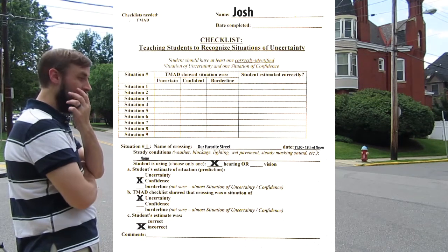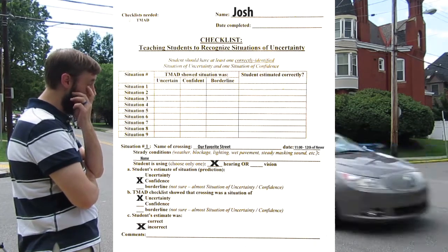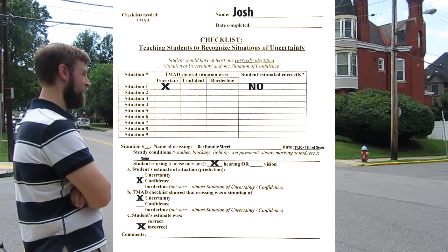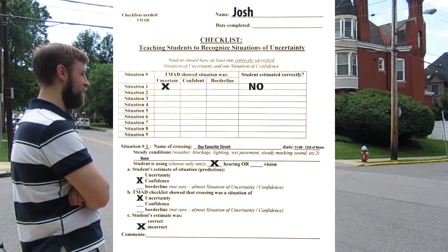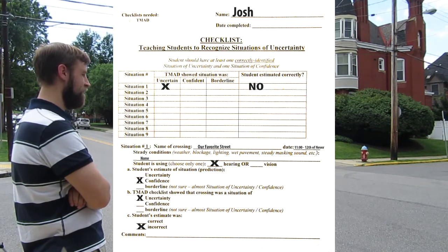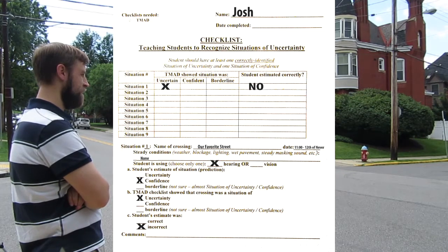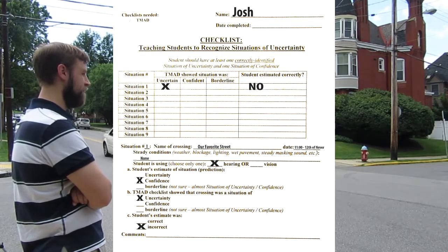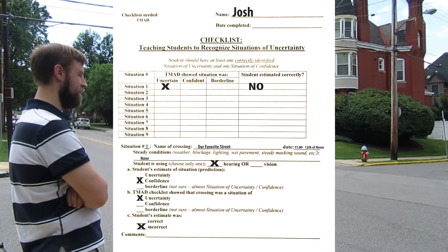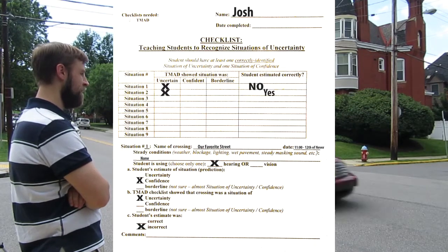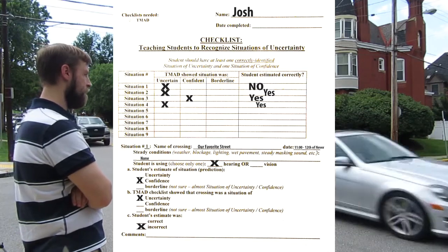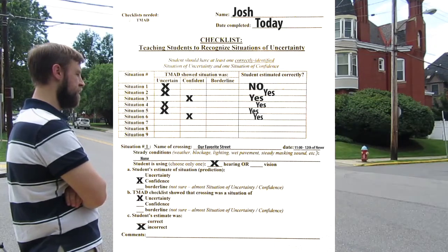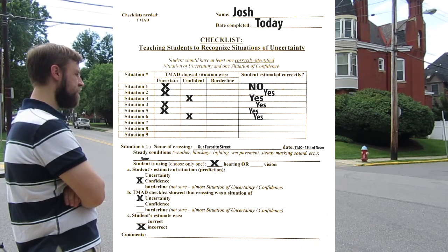This checklist has a chart, and we would record that situation number 1 was a situation of uncertainty and that the student guessed incorrectly. We would continue to have the student assess various situations and record them in this chart until we had at least one situation of uncertainty and one situation of confidence that the student assessed correctly. Let's say, in this hypothetical case, the student assessed the next 5 situations correctly, 3 situations of uncertainty and 2 situations of confidence, which meets the criteria of at least one of each situation identified correctly.